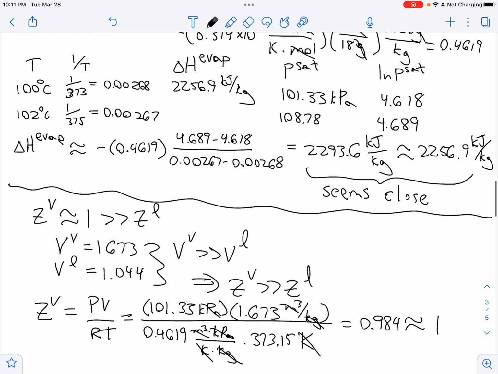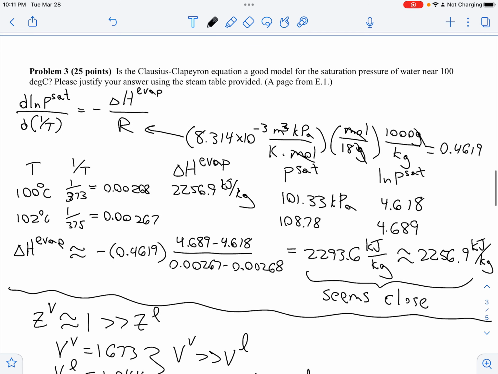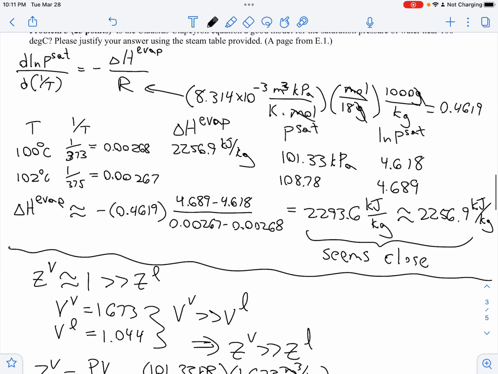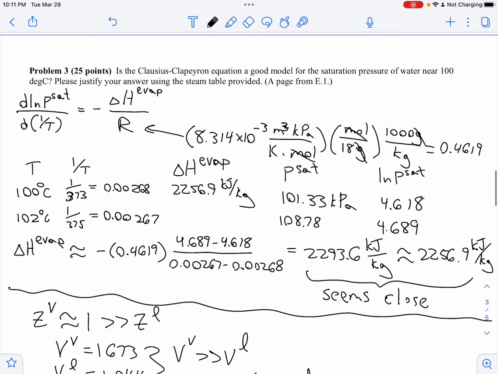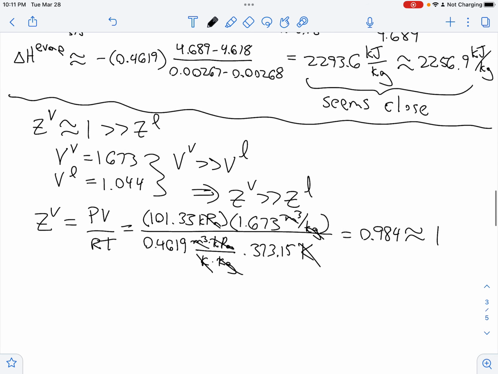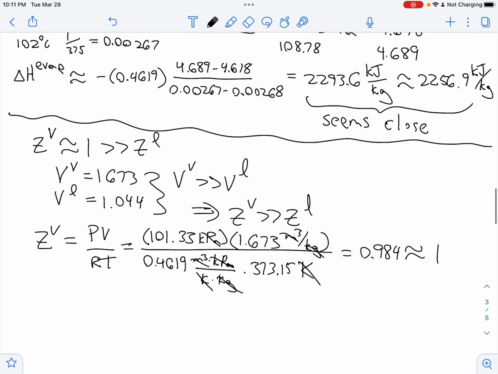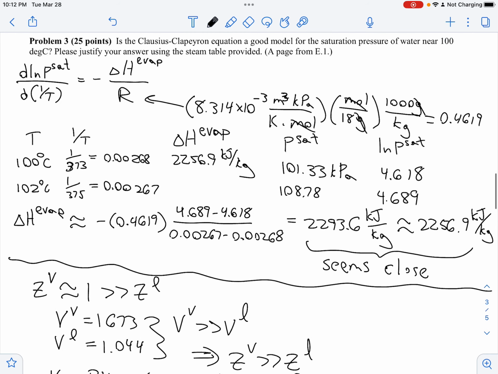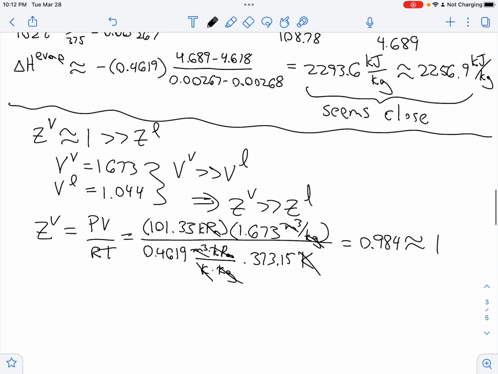So the assumption behind Clausius-Clapeyron comes out well, and I don't know if you have to answer the question both ways. In fact, I would give full credit for either approach. But we're showing that not only is the Clausius-Clapeyron equation pretty accurate, its underlying assumption is pretty accurate.